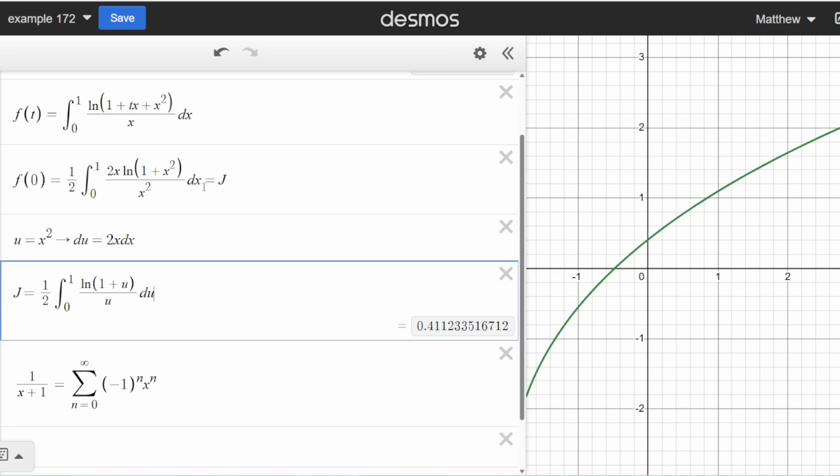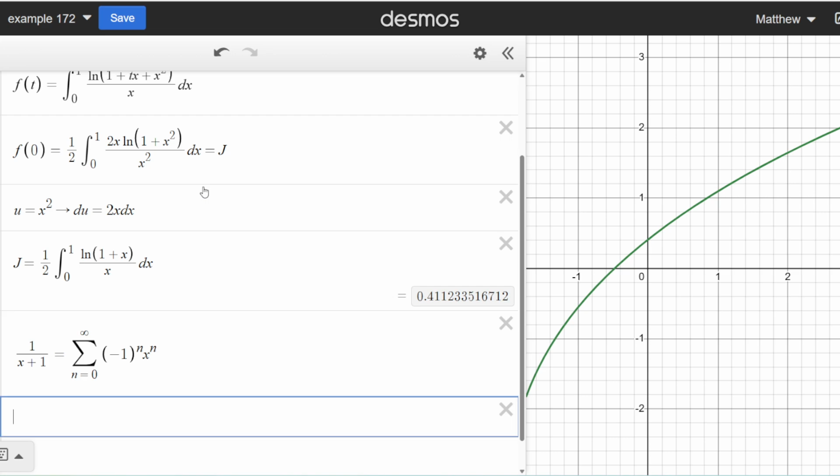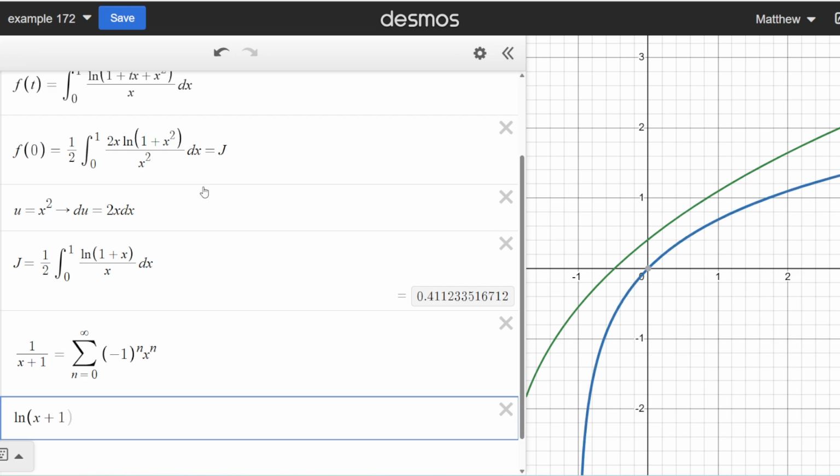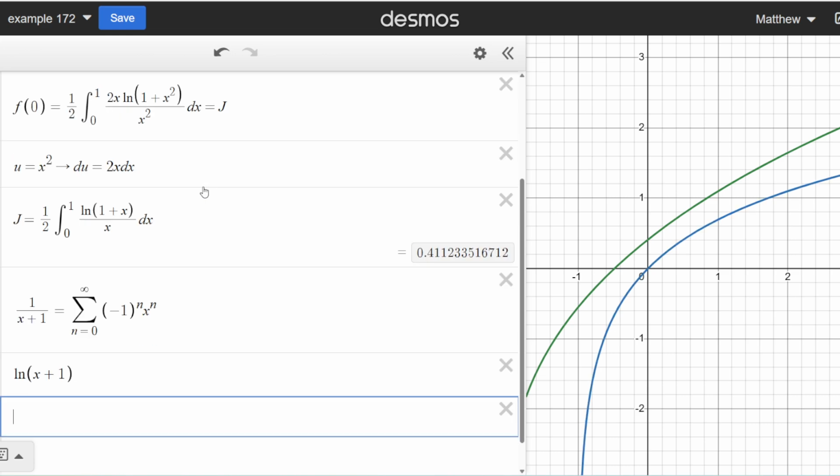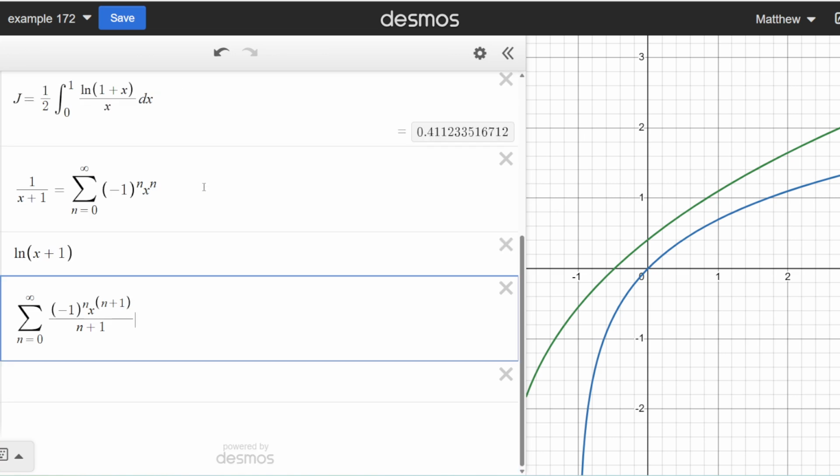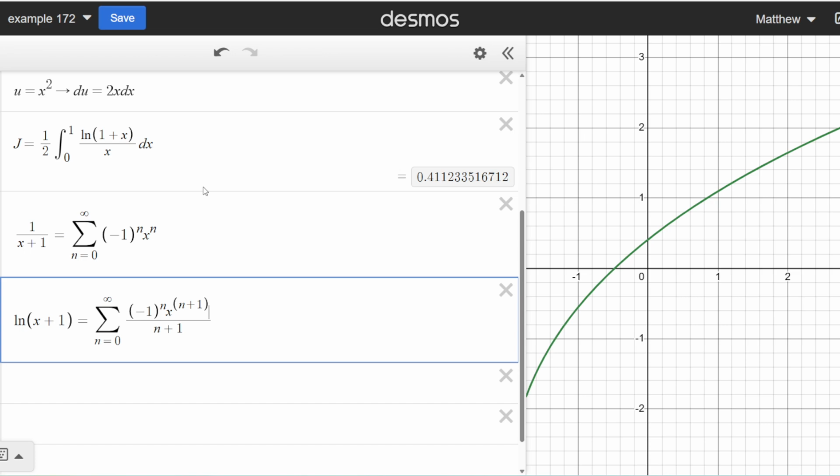Now I'm going to go ahead and change our w variable here to x. Okay. So this means if we anti-differentiate both sides of this, we are going to get natural log of x plus 1 is equal to the antiderivative with respect to x of this. That's going to give us x to the n plus 1 over n plus 1. And then we'll just make sure that that lines up. Yeah, that's going to work. Okay. We'll put this back to infinity. And that means that this is equal to this. We can get rid of this.